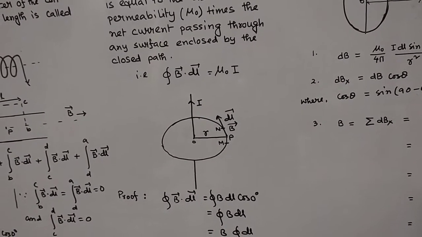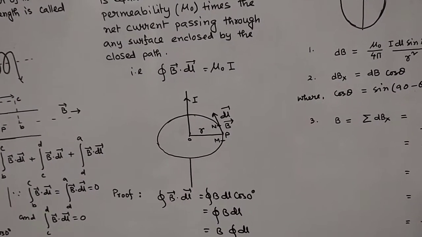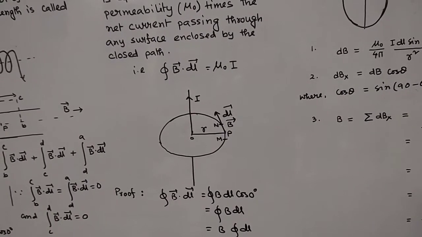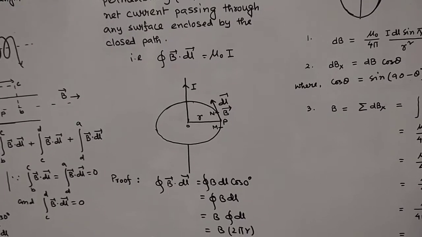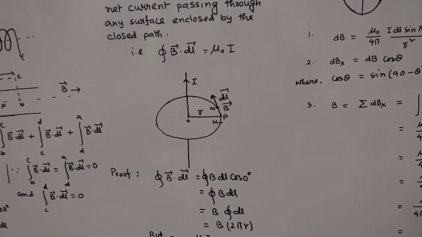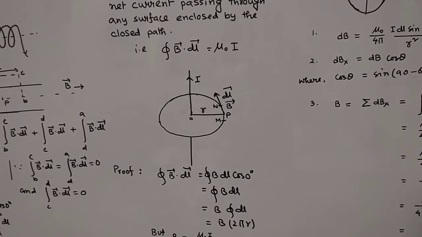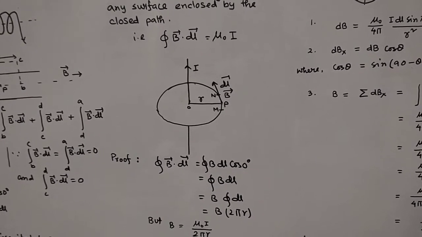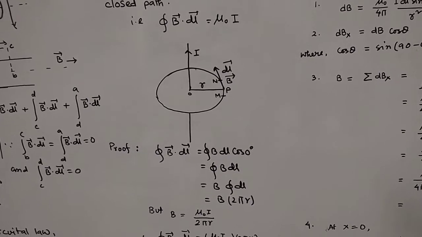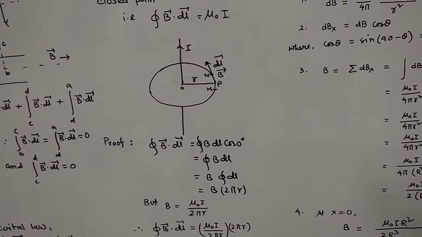Now I is the current carrying wire enclosed by the closed loop. So if I ask you to define the closed integral of B vector dot dl vector, then B vector and dl vector are in the same direction, so B dl cos 0 degree, so B dl, so B comes out, that is B times 2 pi r.